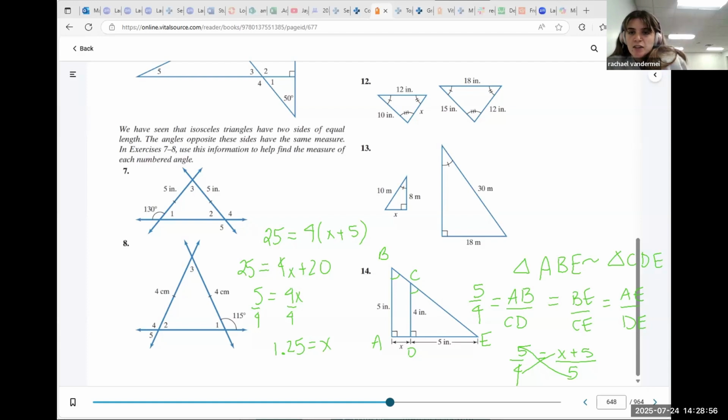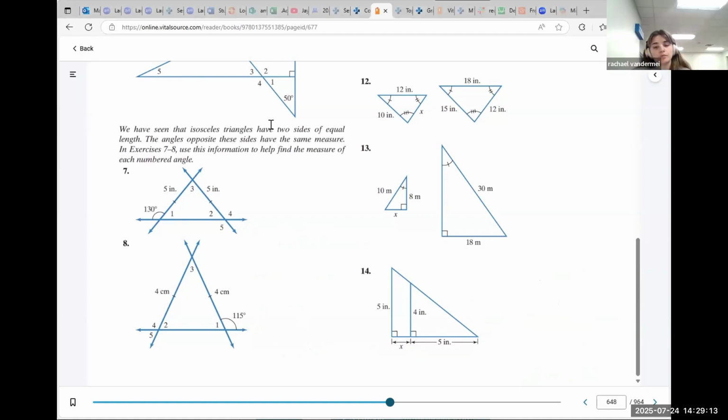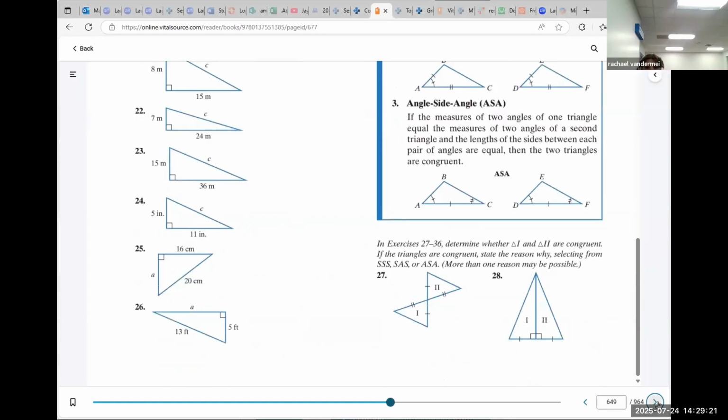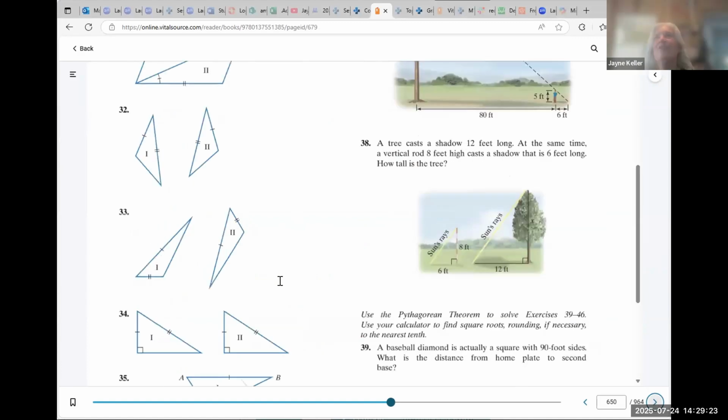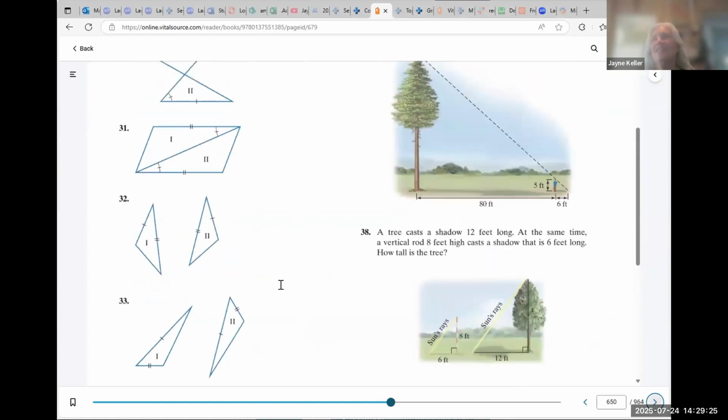There's number 37. It's the tree problem with the shadow. I did that yesterday at the tutoring center, but I forgot to write it down. I want to write it down so I can do it over and over again. So 37. Oh, it's on the next page. No wonder it won't scroll down. Oh, here we go. The tree.